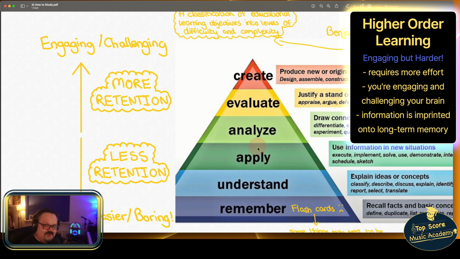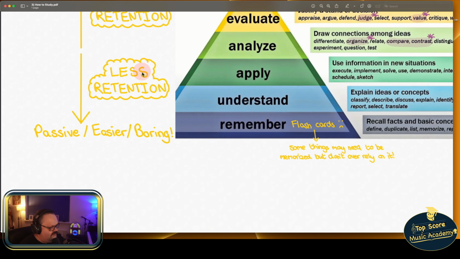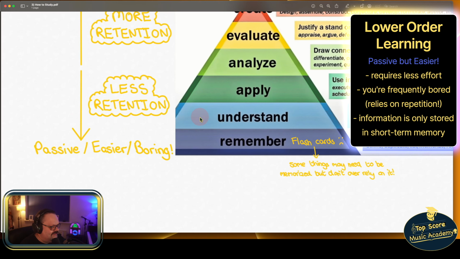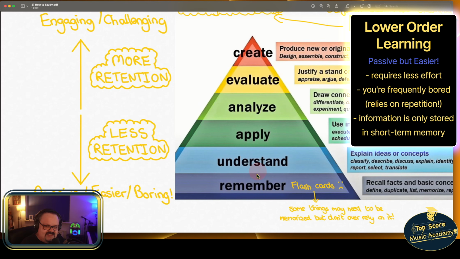So the higher you go up this pyramid, the more information you're going to be able to retain, and the more retention you're going to have, but the harder it's going to be. And the further down you go, the less retention you're going to have. It's a passive way of studying, and it's easier, and it's also very boring because you have to keep going over it again and again and again. So that's the problem, guys: it is easier to do this, but it's not effective. I would say try to just ditch these two at the bottom.